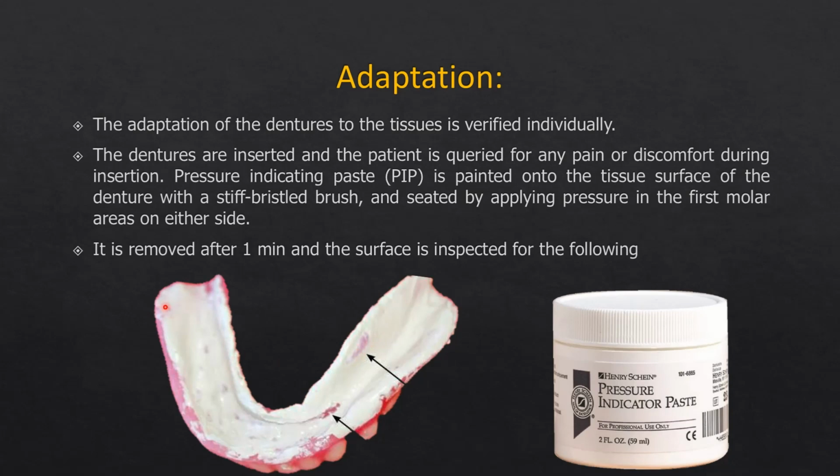That is, any areas that are exposed, like it may be at the border of the retromolar pads, or it may be in the alveolingual sulcus, or maybe in the anterior labial flange of the mandibular denture, or in the mylohyoid area. So any of these areas need to be seen. They should be marked with a pencil, and then the pressure indicating paste is removed, and these areas are trimmed or relieved. Similarly, the denture border extensions are also checked.